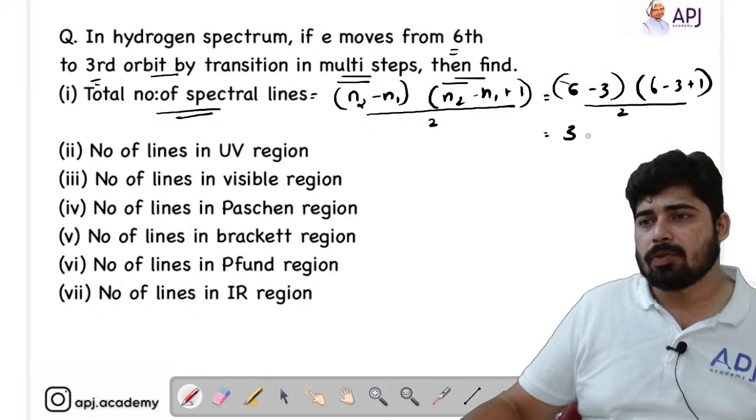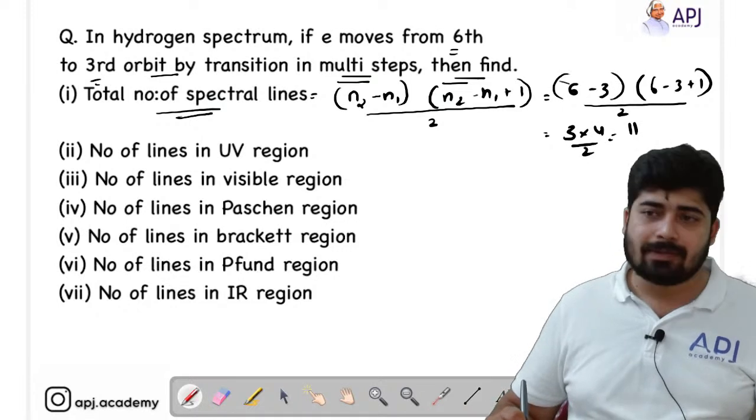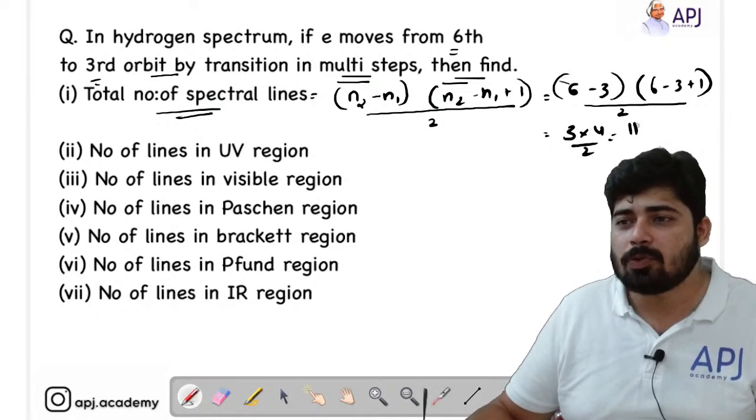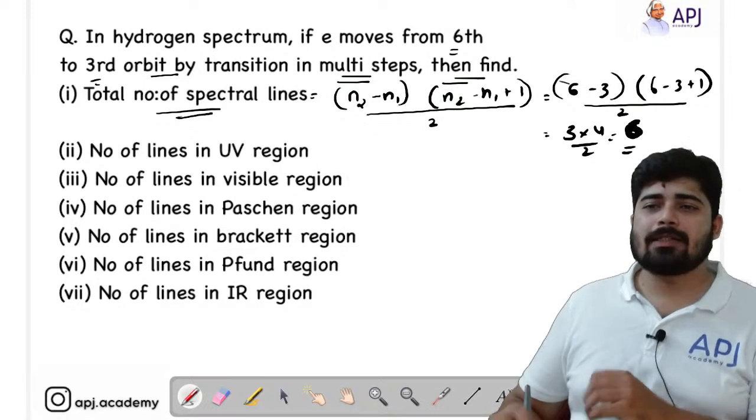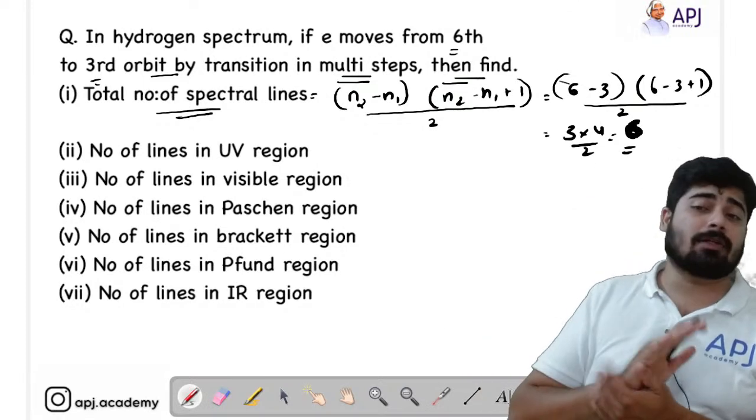that is 3 into 4 by 2, that is equal to 11. You will get the answer as 11. Sorry. 3 into 4 is 12. 12 by 2 is 6. Sorry, 6 is the answer. You will get the total number of spectral lines as 6.